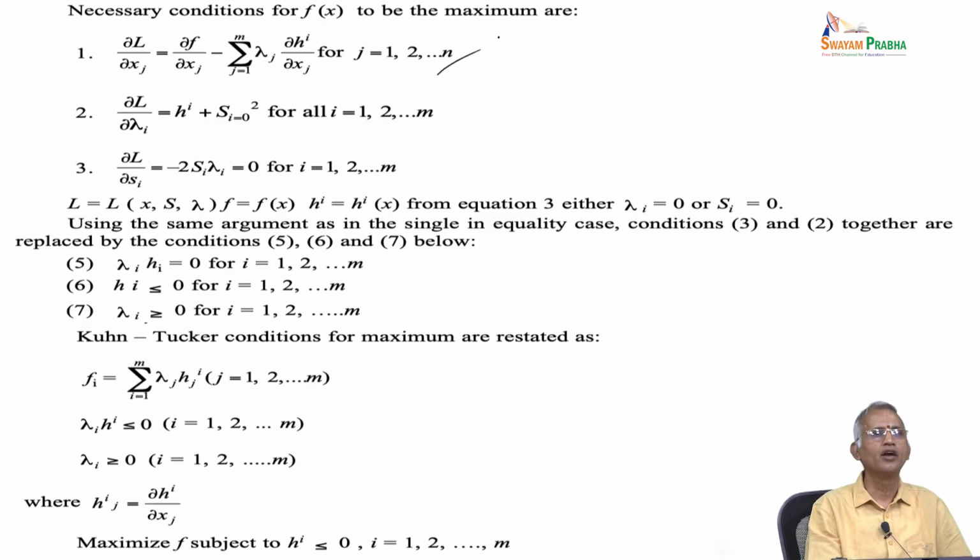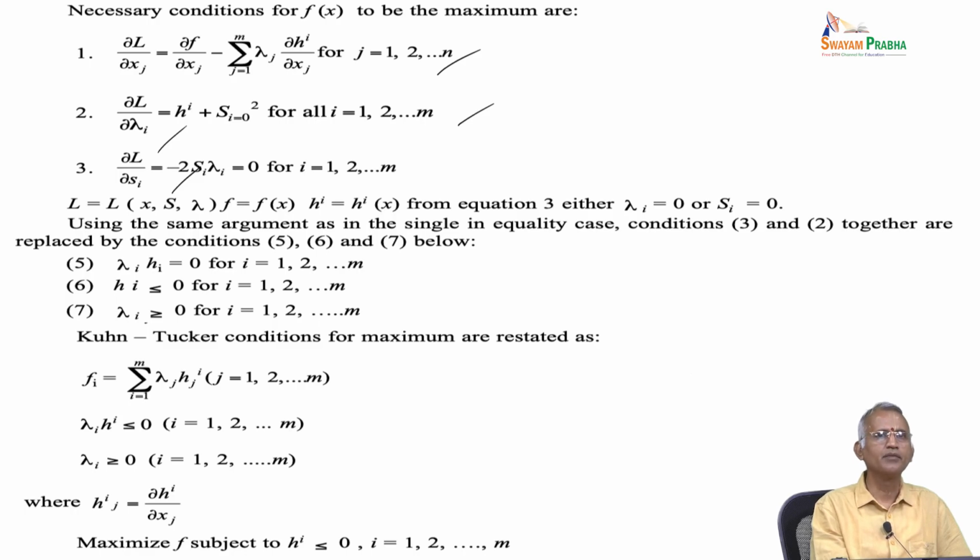So, the necessary conditions for f of x to be maximum are: dou L by dou x j equal to dou f by dou x j minus summation i equal to 1 to m lambda i dou h i by dou x j, for j equal to 1 to n; dou L by dou lambda i equal to h i plus s i squared equal to 0 for all i equal to 1 to m; and dou L by dou s i equal to minus 2 s i lambda i equal to 0 for i equal to 1 to m. Here L stands for L of x, lambda, f of x and h i.